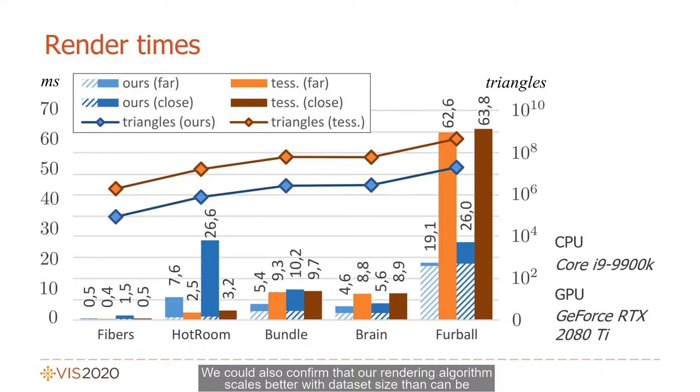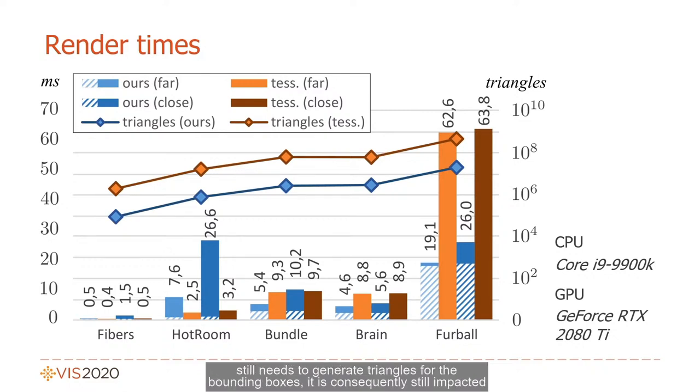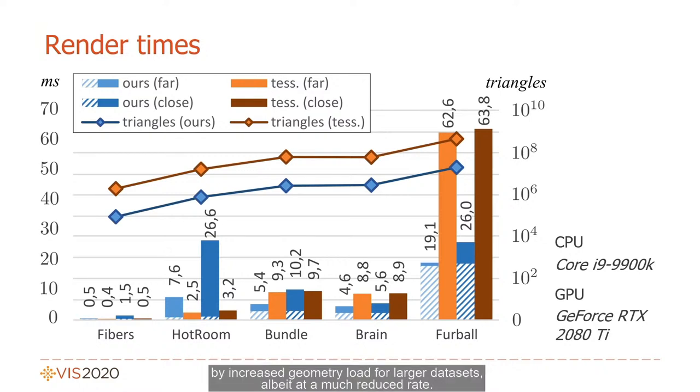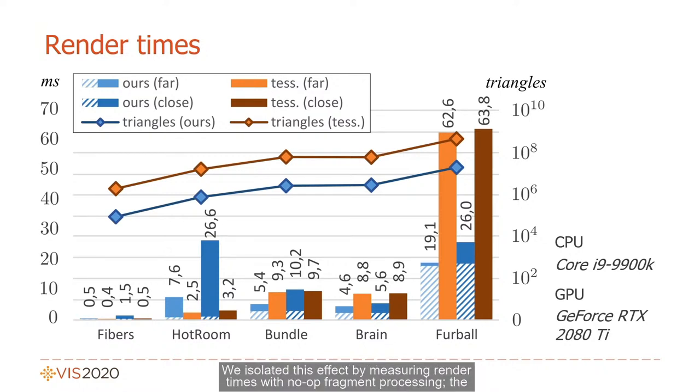We could also confirm that our rendering algorithm scales better with dataset size than can be expected of tessellation-based approaches. However, since our rasterization-based renderer still needs to generate triangles for the bounding boxes, it is consequently still impacted by increased geometry load for larger datasets, albeit at a much reduced rate. We isolated this effect by measuring render times with no fragment processing. The corresponding timings are coded here in the hatched areas.